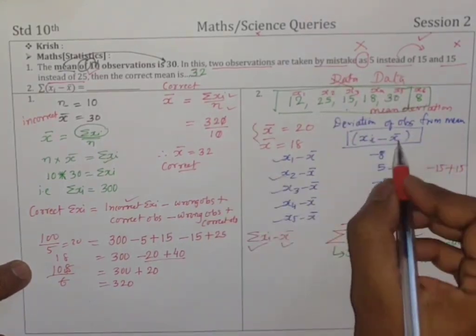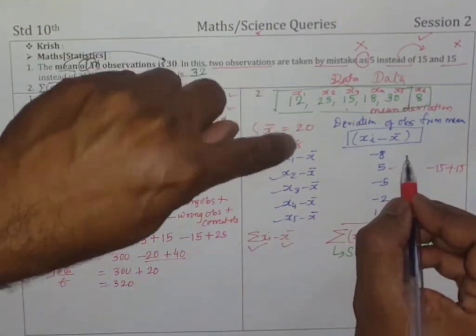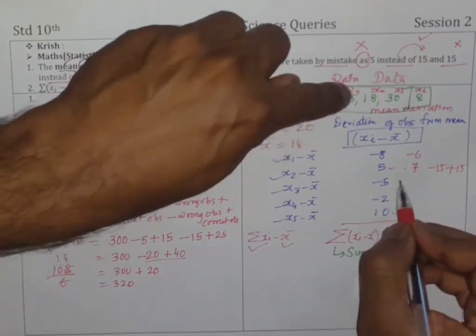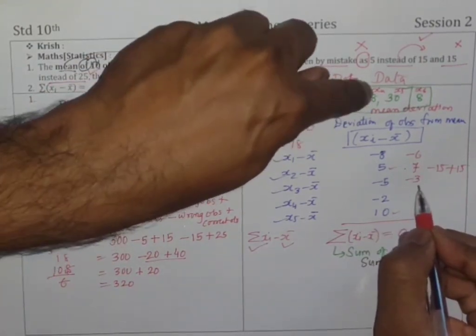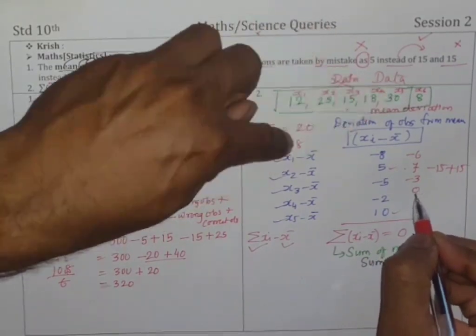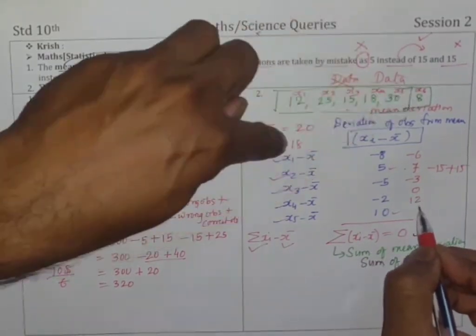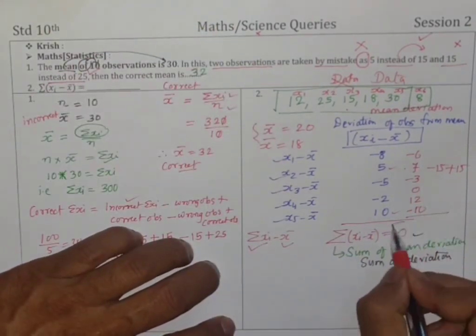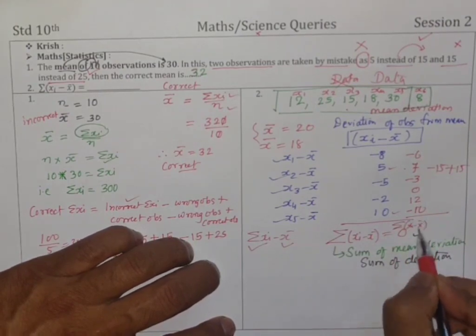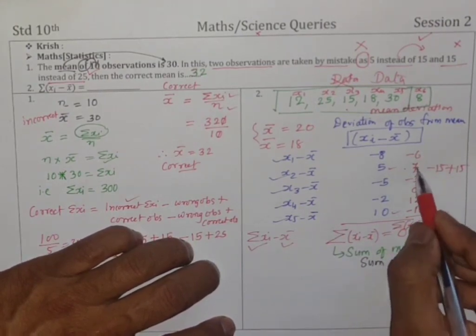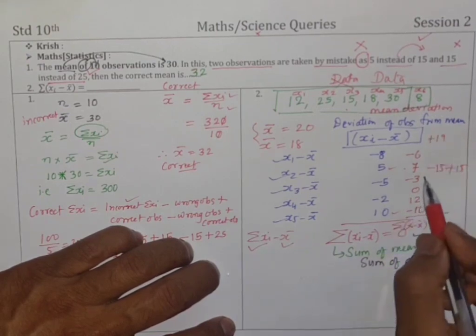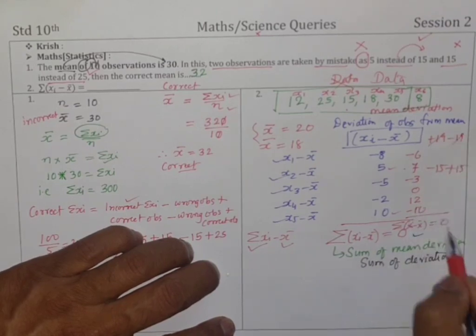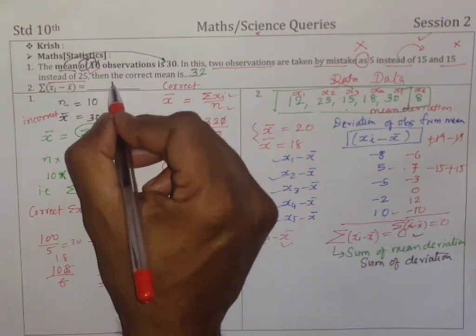All right, so now xi minus x bar: 12 minus 18 is minus 6, 15 minus 18 is minus 3, 18 minus 18 is 0, 30 minus 18 is 12, 8 minus 18 is minus 10. Now these are the 6 observations. Sigma xi minus x bar: look, the total of the positives, 7 and 12, is 19 with plus sign, and the negatives 6, 3 and 10 total 19 with minus sign. So that is equal to 0. So sum of deviation is always equal to 0.